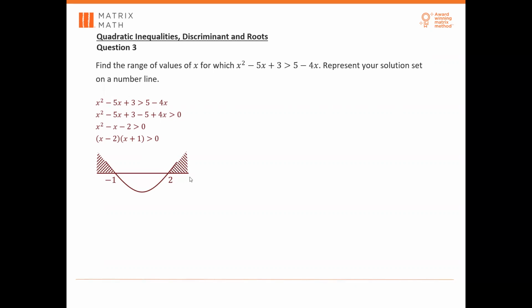Now you have to represent your answer on a number line. So draw your number line. You just mark -1 and 2, and you draw 2 circles. Make sure you do not shade the 2 circles, okay?